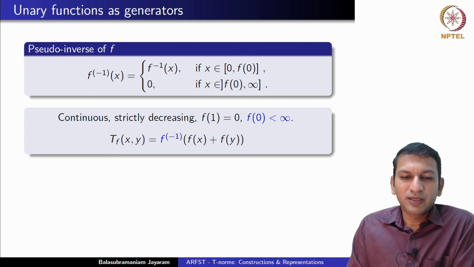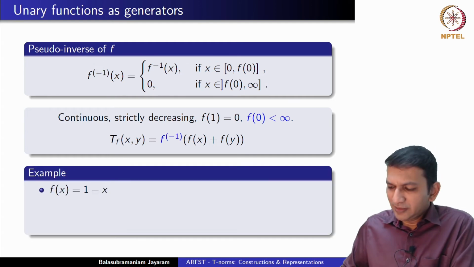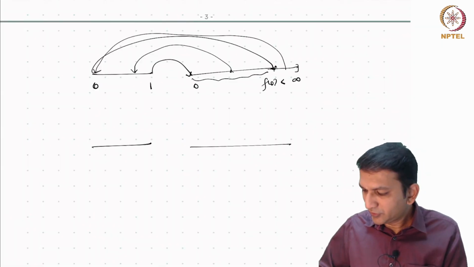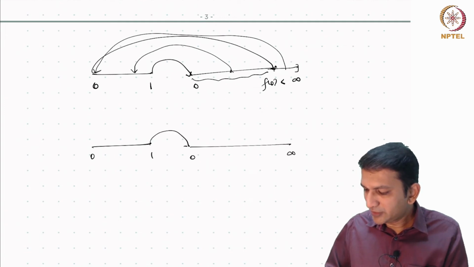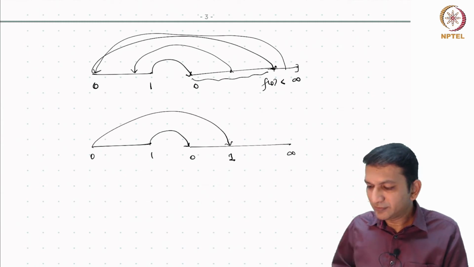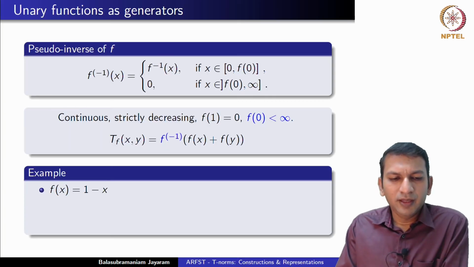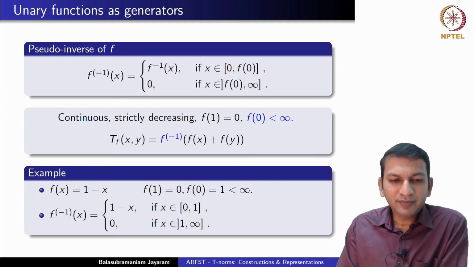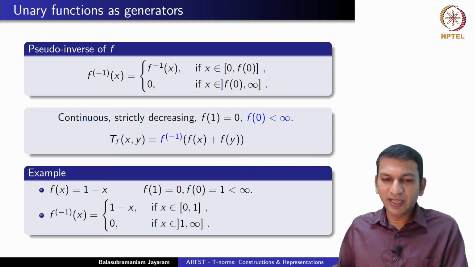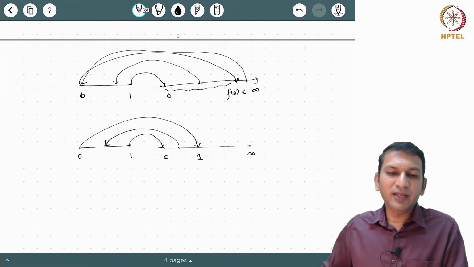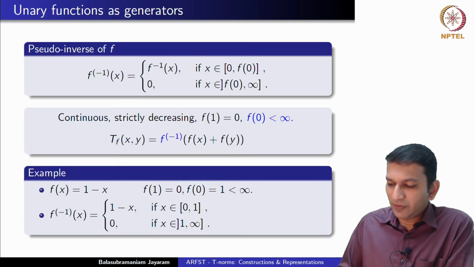Let's look at an example first. Let's consider f of x equal to 1 minus x. That means the function looks like this. 1 minus x, f of 1 goes to 0, f of 0 actually goes to 1. So you see that this is not a bijection from 0, 1 to 0, infinity. What is the pseudo inverse? It looks like this, which is again clear, because between 0 and 1, we are using the usual inverse. Between 1 and infinity, we use the value 0.